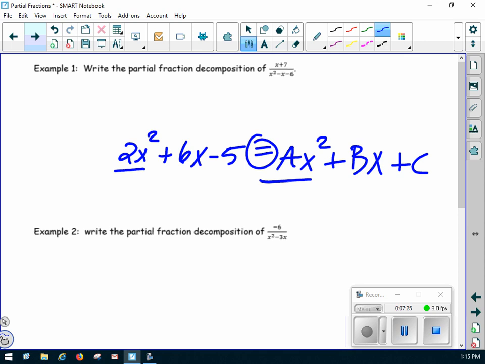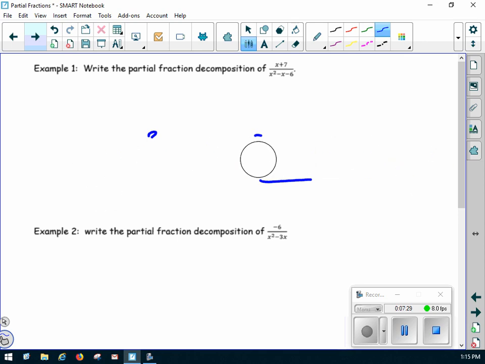Please don't forget how to do that. Please don't forget: the first step in writing a partial fraction decomposition is factoring the denominator. You can do that.